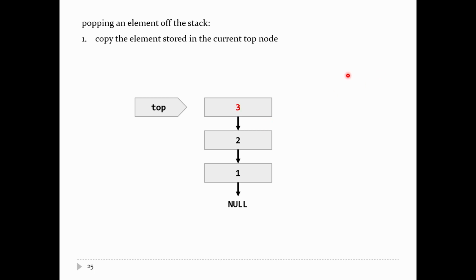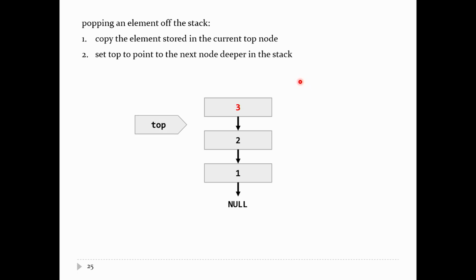So somewhere you've got a little variable out here, x equals 3 or something like that. I now want top to point to the next element in the stack, so set top to point to the next node deeper in the stack. So I want to do something like that. Now I want to get rid of this node. Now in C, you have to manually get rid of this node.